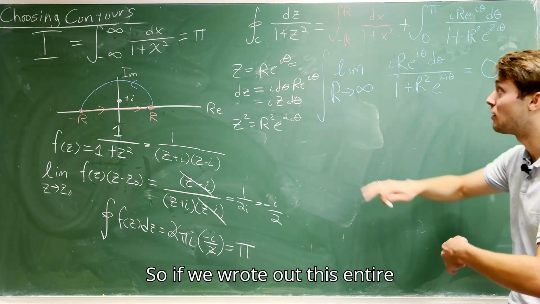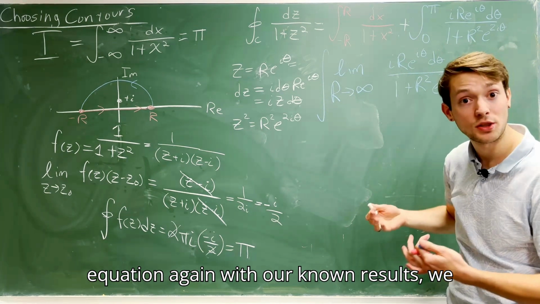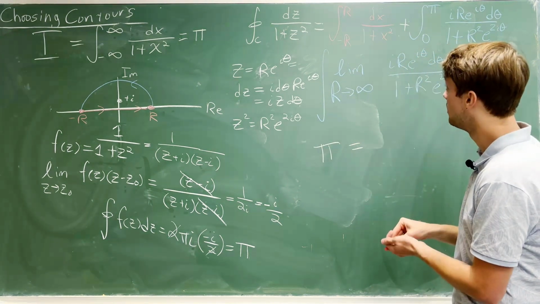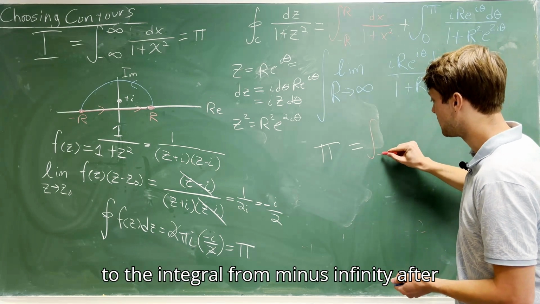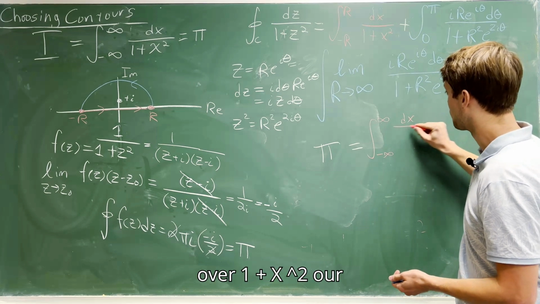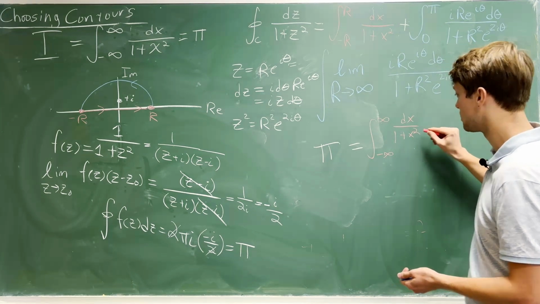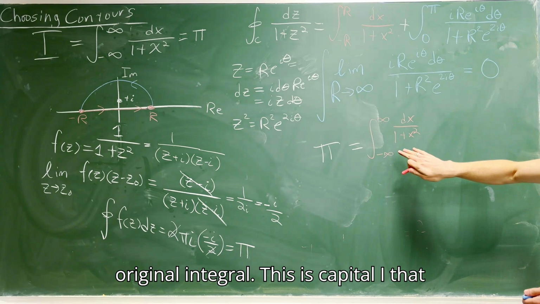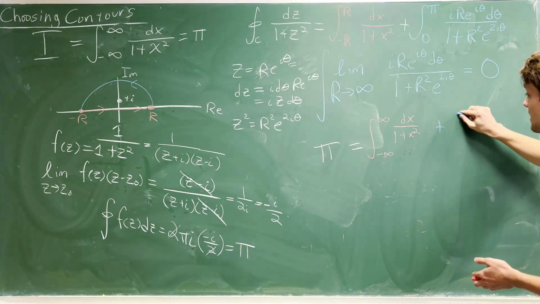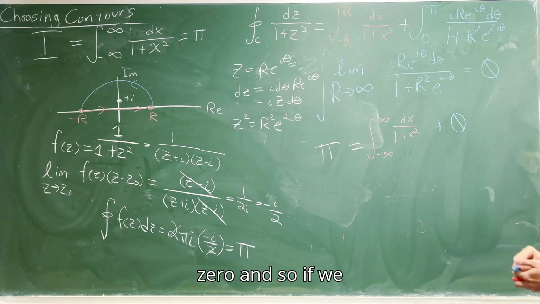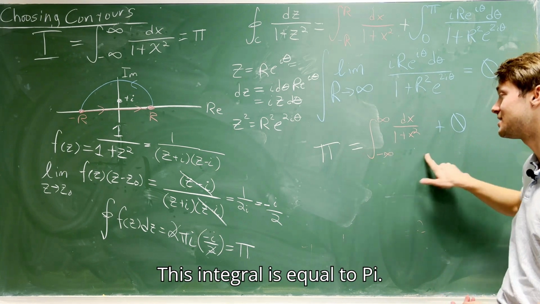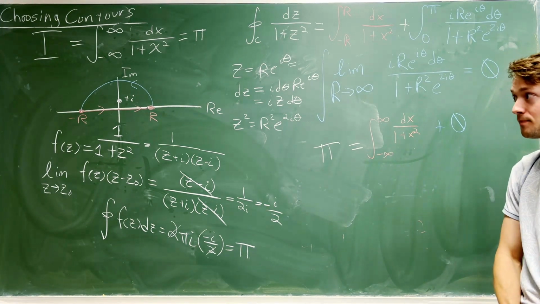So if we wrote out this entire equation again with our known results, we have pi is equal to the integral from minus infinity, after we take the limit, dx over 1 plus x squared. Our original integral, this is capital I that we were trying to find, plus 0. And so if we rearrange, we get our result. This integral is equal to pi.